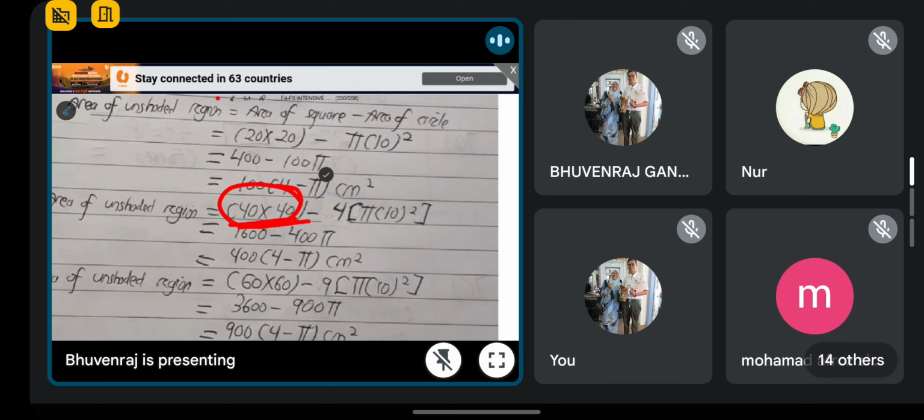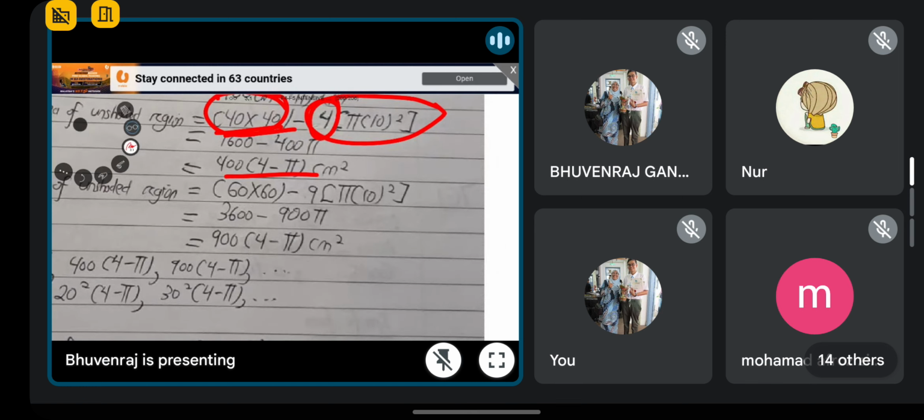Okay, and you have 4 circles inside the 4 squares. Jadi kena darab dengan 4. Multiply the area of the circle by 4. So you should get 400, 4 minus pi for the second one, when you simplify. And then the third part, you have 9 squares secara total. 9 segi empat sama. So it's 60, because it's 3 by 3, 3 darab 3 susunan dia. So the total length will be 60. You have 9 circles, so you multiply by 9, and then you will get this answer. Okay guys, can you understand how I do the pattern? Yes or no?